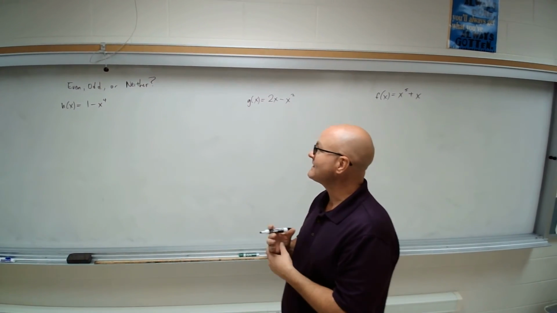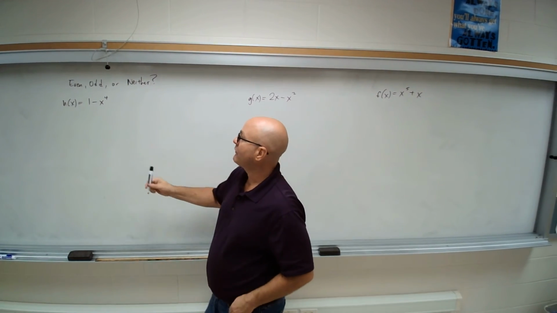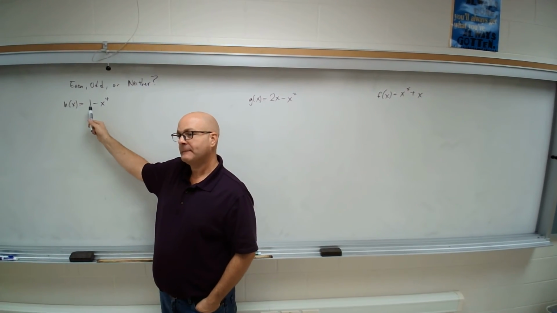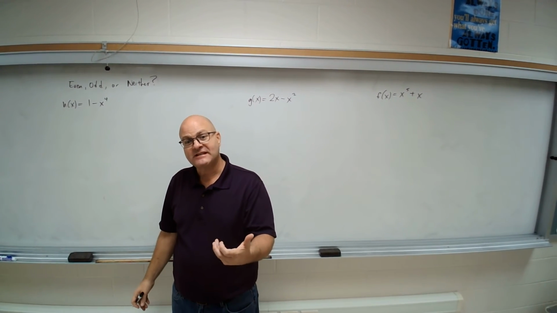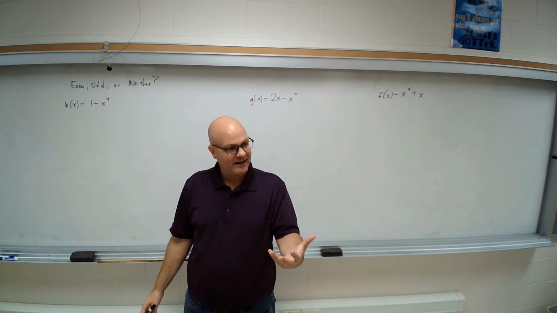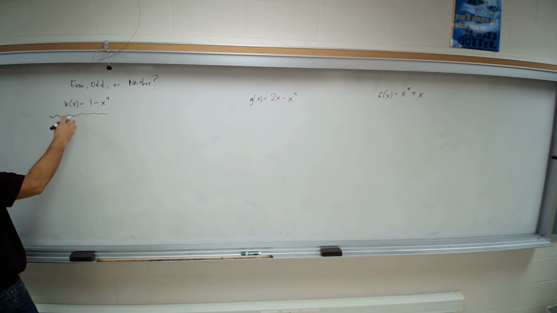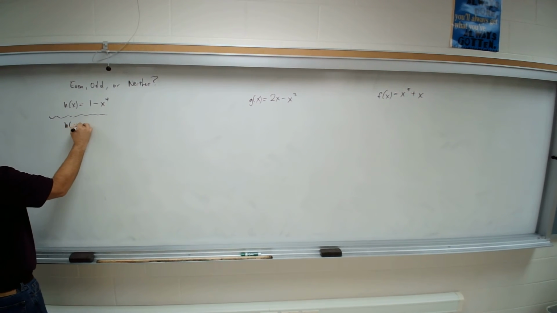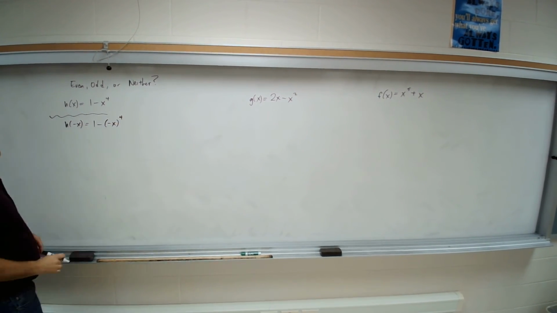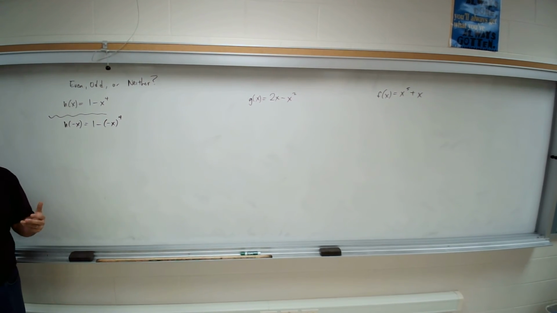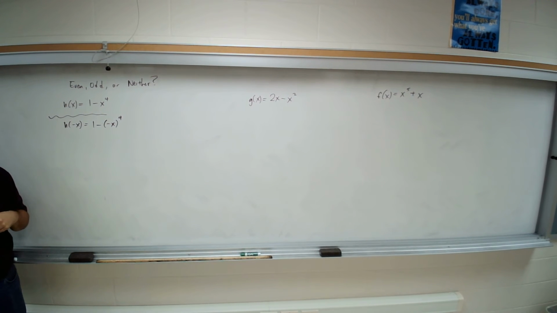Okay, so 3 examples here from the back of the worksheet. We have h of x equals 1 minus x to the 4th. So that's the original function. To determine if it's even or odd, I have to do h of negative x. So I'm going to put a little squiggly here to remind myself that I have a new function. But h of negative x would be 1 minus negative x to the 4th. All right, just pull this x out, replace it with negative x.